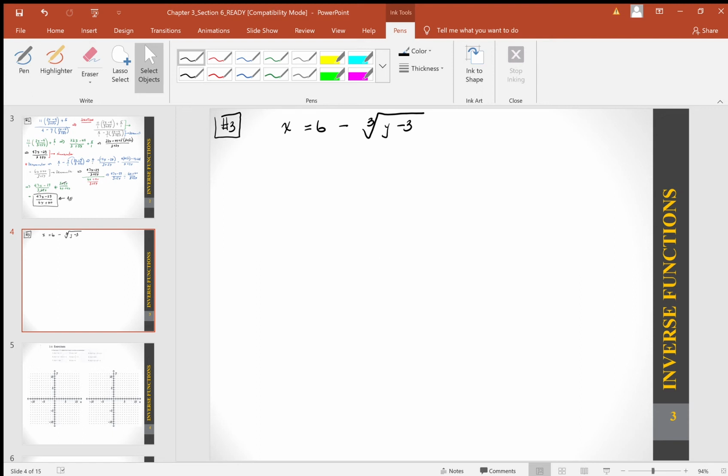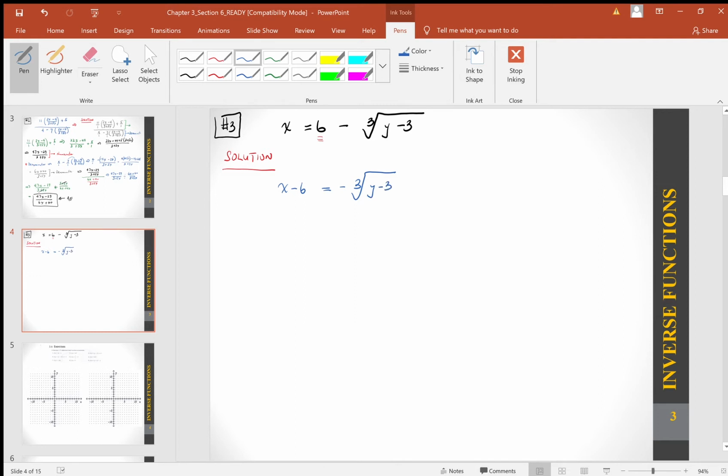Okay, let's continue with our skills check exercise number 3. So for our solution, again, you want to be able to solve for y here. What you can do is bring this 6 over to the left hand side. It's going to be x minus 6 equals negative cube root of y minus 3.